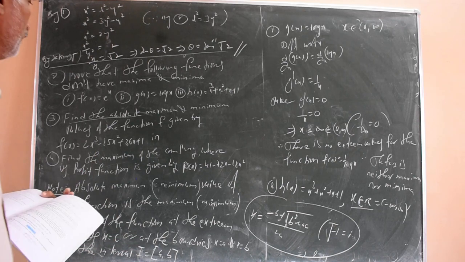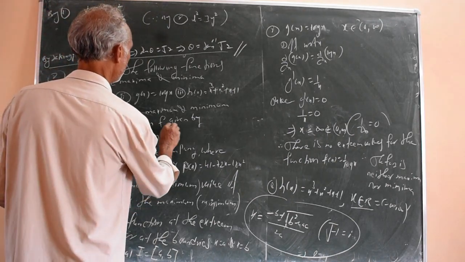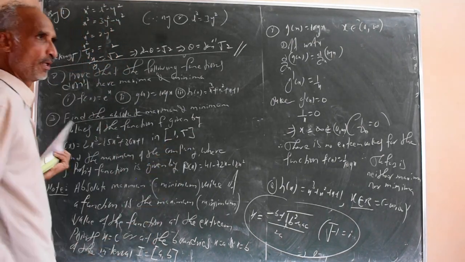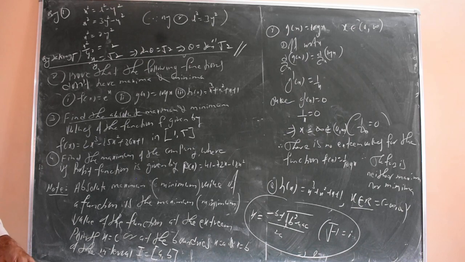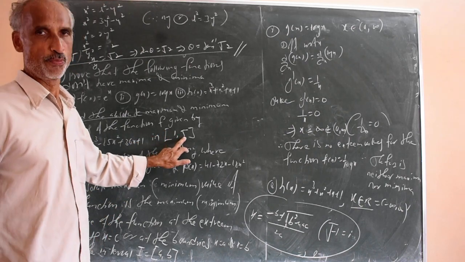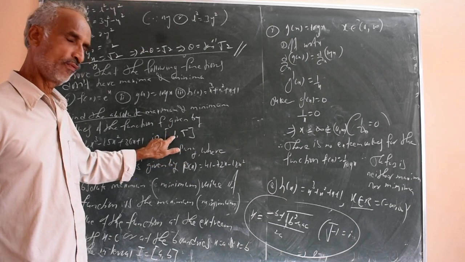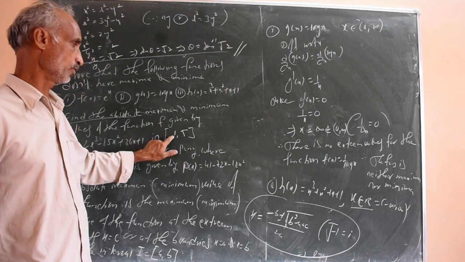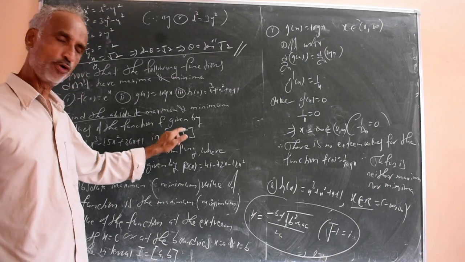In the closed interval 1 to 5. So here is a closed interval for absolute maxima and minima. The x belongs to a closed interval will be given. These are 1 and 5, the boundary values. Work out the values of f of x at the boundary values also. F of 1 you work out, f of 5 you work out.